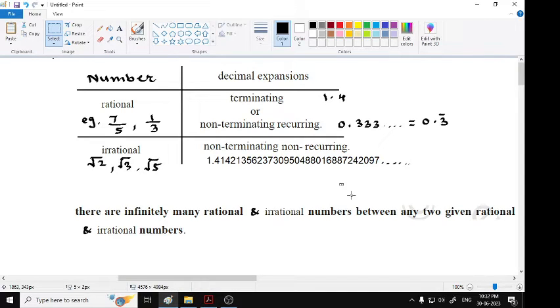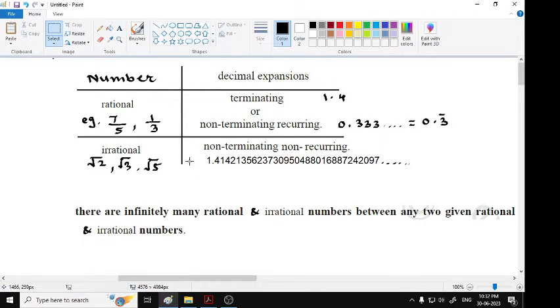Decimal expansions of real numbers. We can classify real numbers as rational numbers and irrational numbers. These are examples of rational numbers, where we can write the number in p upon q form, where p and q are integers and the number in the denominator is other than 0.